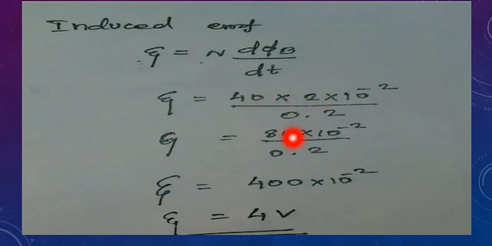40 into 2, 80 into 10 power minus 2 divided by 0.2. Therefore you will get 400 into 10 power minus 2. Again, 10 power minus 2 goes to this side, you will get EMF, E is equal to 4 volts. EMF is nothing but potential, that's why V, voltage.